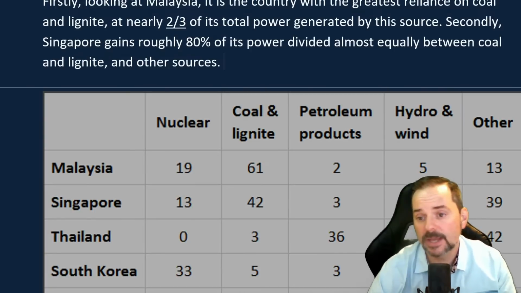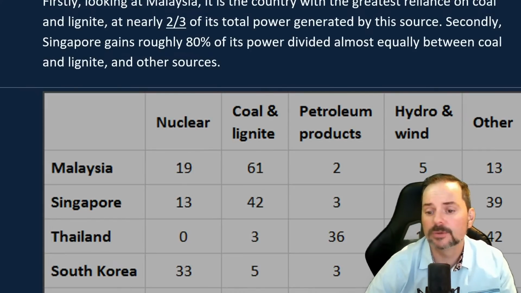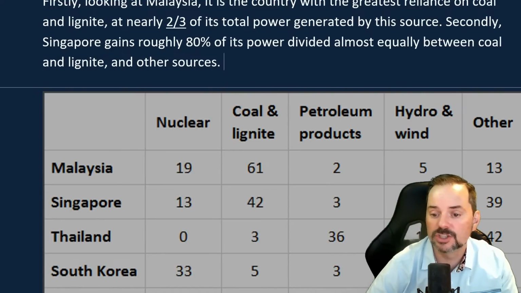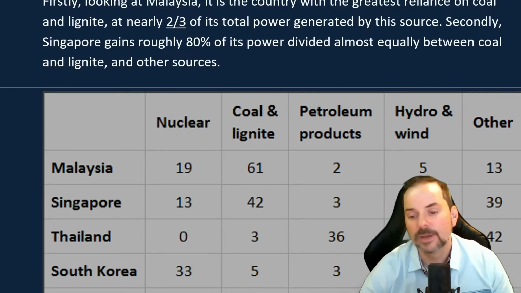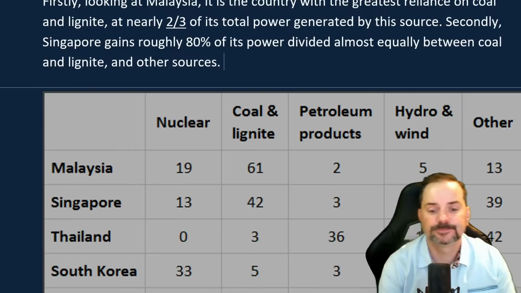And Alexi is writing. I'd love to see others write as well. Alexi says, in detail, Malaysia is the country that depends on coal and lignite. Nearly about 2/3 of all generated electricity is produced in this way. Sure. Very good, Alexi. It's different than mine and it's good. It makes sense. Okay. All right.